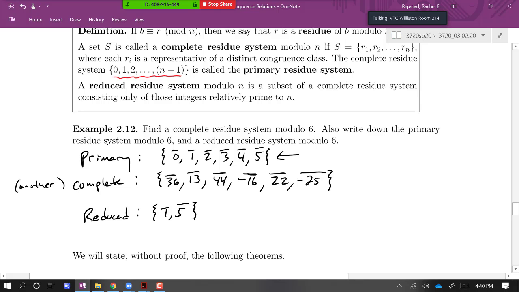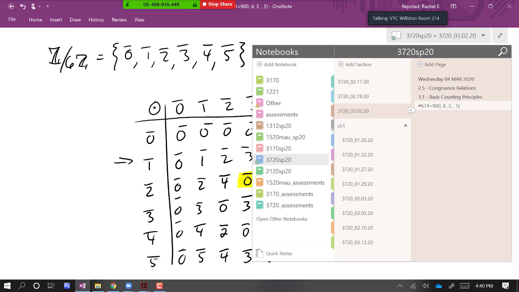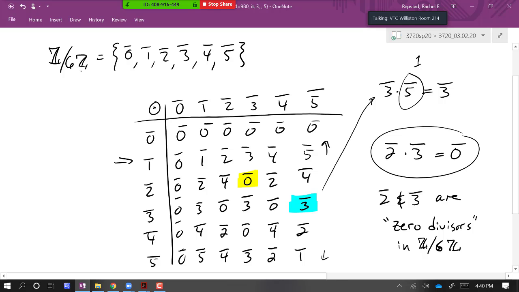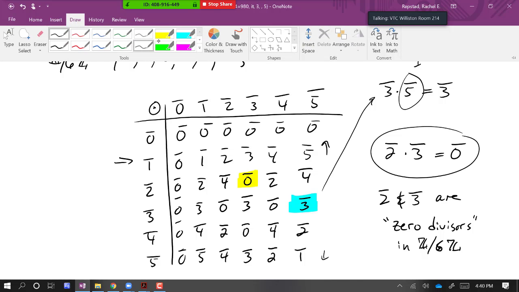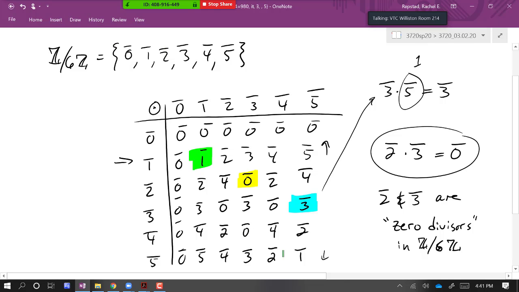And now, if we go back to that multiplication table that we made for Z mod 6Z, 1 and 5 are the only ones where we were able to, first of all, find something to multiply by to get back to 1. And they're also the only rows where everything is represented. And that has a lot to do with the fact that they're relatively prime to 6.